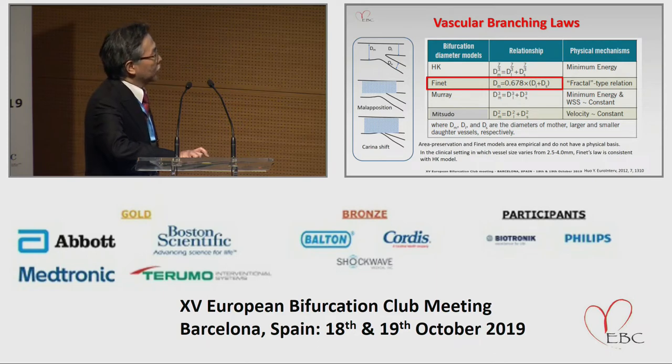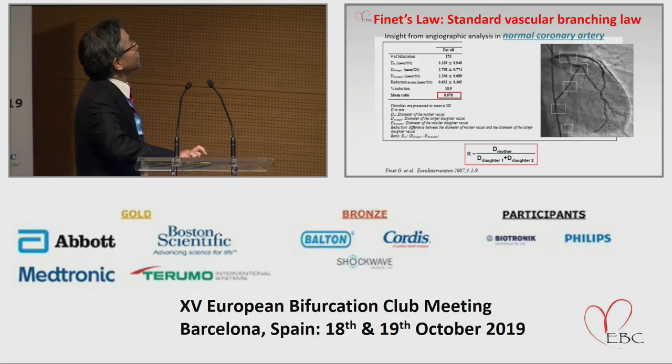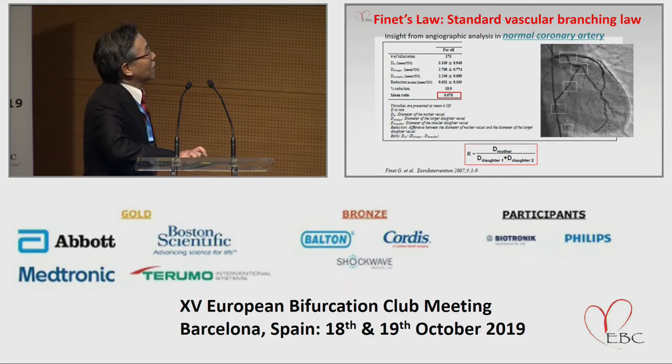So we should select the device, stent, and balloon, adjusting to these components. And so we should know the vascular branching law very well. To date, four kinds of vascular branching laws have been proposed. Among them, Finet's law is a standard vascular branching law. It is based on the insight from the angiographic analysis in normal coronary artery.